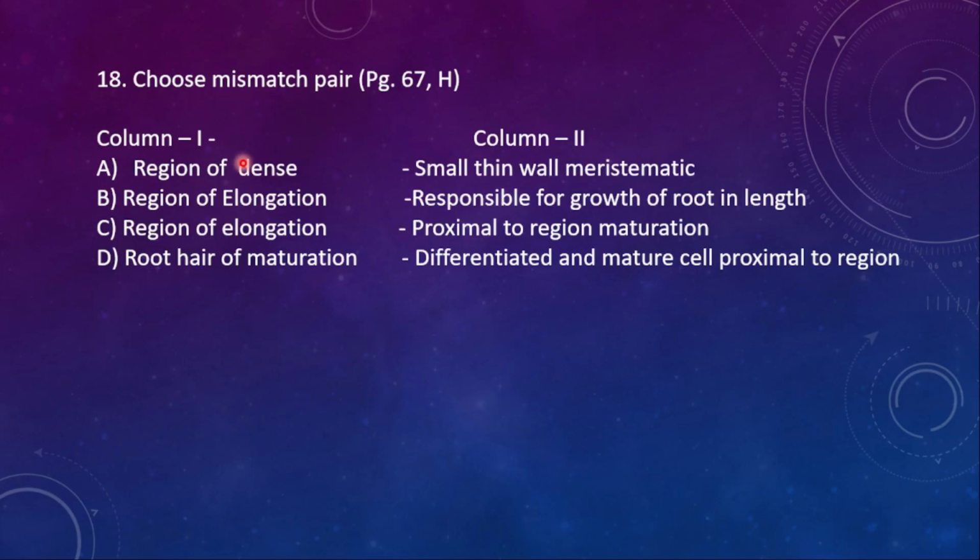18th one, match the following column 1 with column 2. Region of dense small thin-walled cells is meristematic, region of elongation is responsible for growth of root in length, region of elongation is proximal to region of maturation, root hair of maturation, differentiated and mature cells proximal to region. So here, which is the mismatched pair? Root hair of maturation is the mismatched pair.